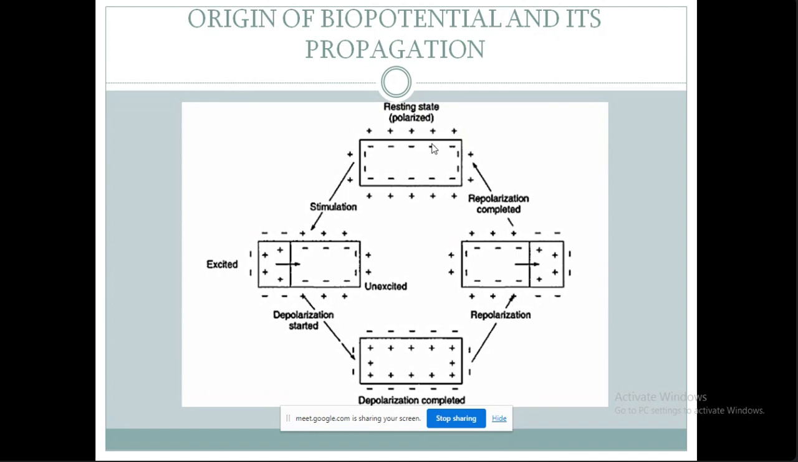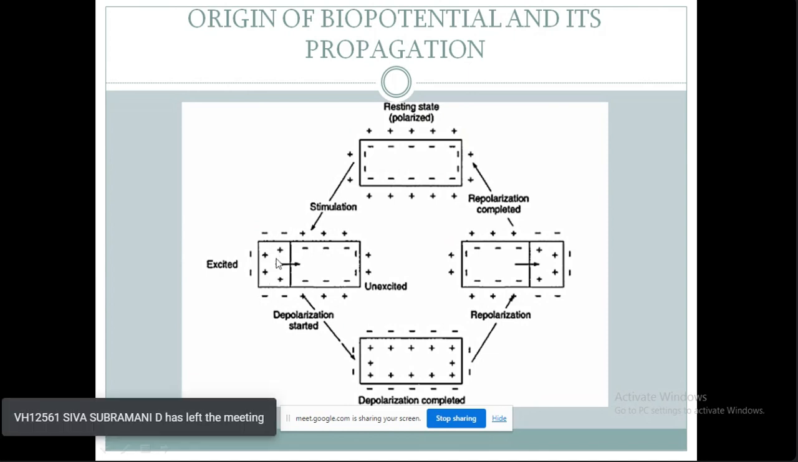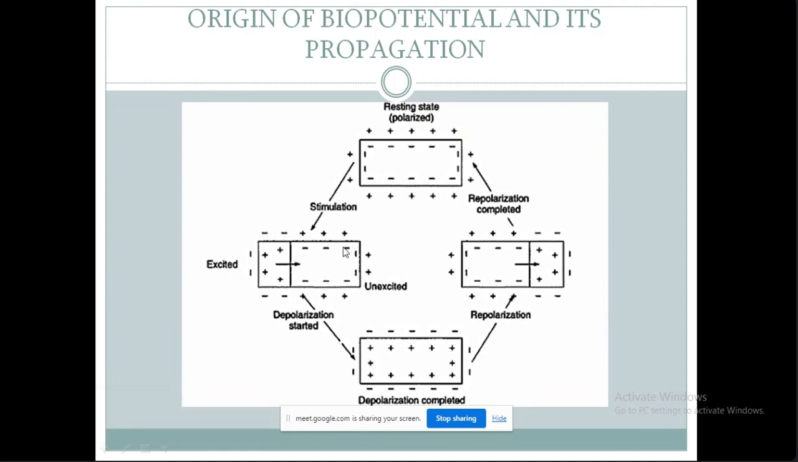When the cell is excited or stimulated, the outer becomes negative with respect to the inner, which becomes positive. Similarly, in the excited state, the inner becomes positive and the outer becomes negative. This process is called depolarization, which is the discharge of the cells. These cells have potential changes of up to plus 20 millivolt.